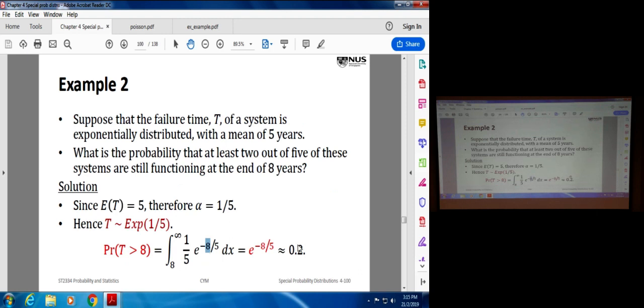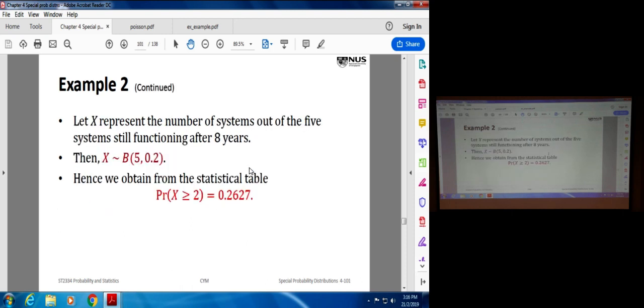Apparently it's about 0.2. But we're not answering our question. Our question is now that we have 5 systems, we want to work out whether or not they're still functioning at the end of 8 years. So we suppose that these systems are going to either succeed or fail after 8 years, and they're going to do that independently, and of course identically distributed. So the number of systems out of the 5 which still function can be represented by a binomial random variable. The number of systems is 5, and the success probability that they're functioning is apparently 0.2.